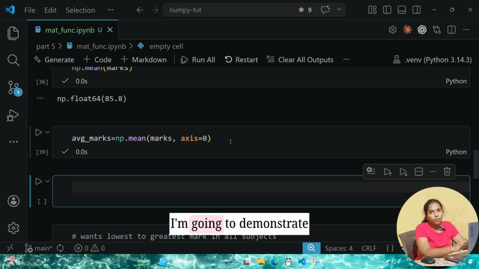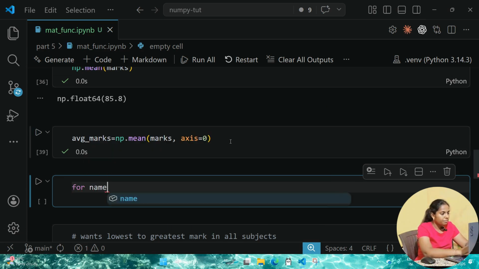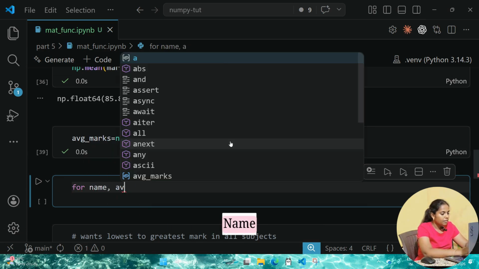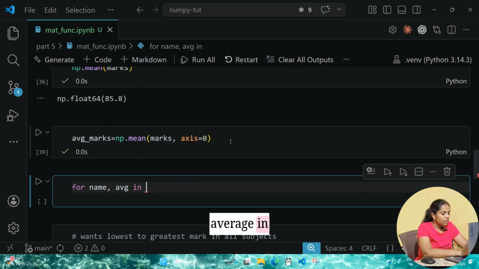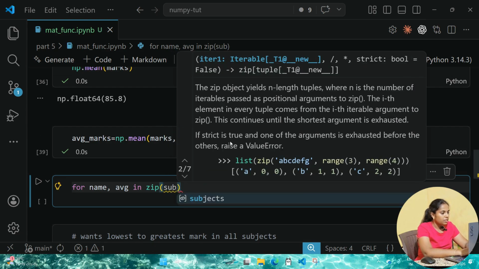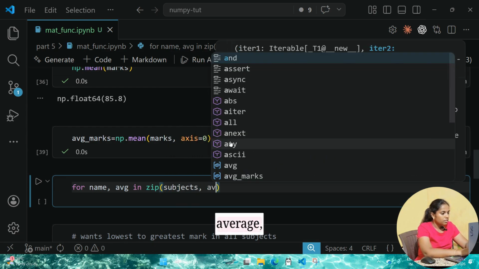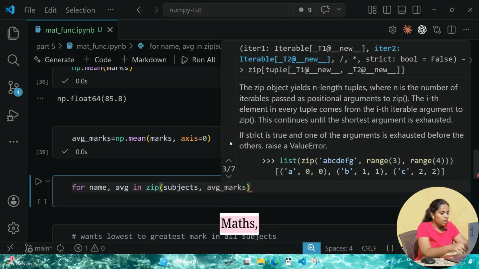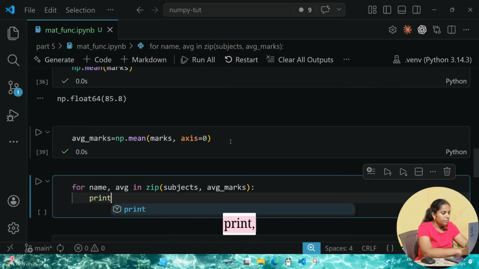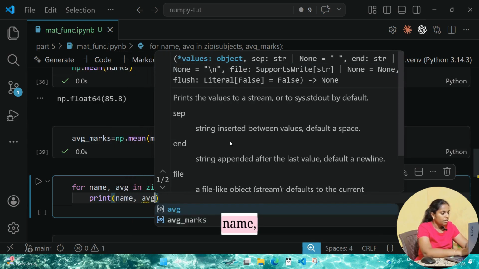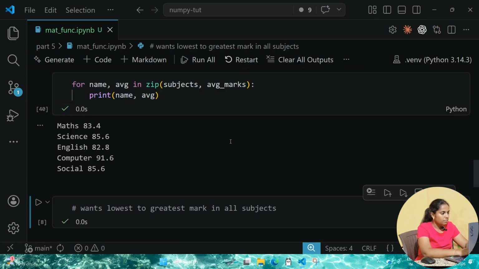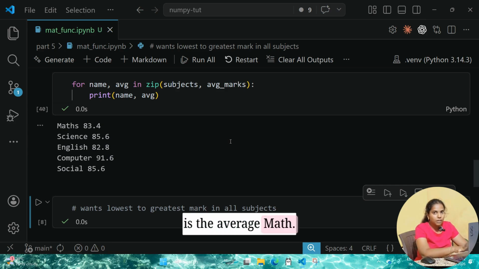Okay, to be clear, I'm going to demonstrate with a for loop: for name, average in zip subjects, average marks, print name comma average. Here you can see maths 83.4 is the average mark, science 85.6 is the average mark, and so on.